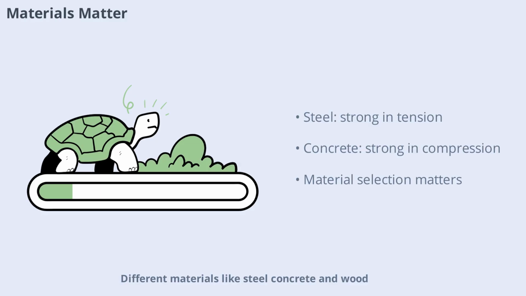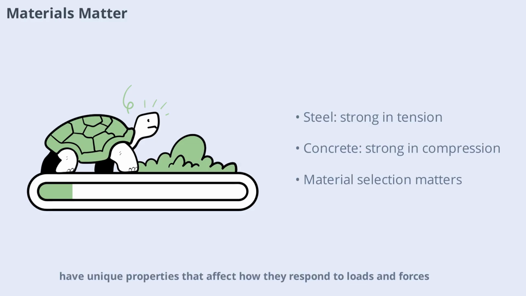Choice of materials plays a crucial role in structural analysis. Different materials like steel, concrete, and wood have unique properties that affect how they respond to loads and forces. For example, steel is strong in tension while concrete excels in compression. Understanding material behavior helps engineers select the right material for each part of a structure, ensuring both safety and efficiency.